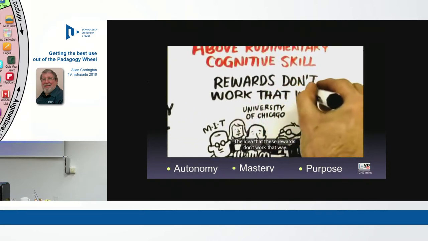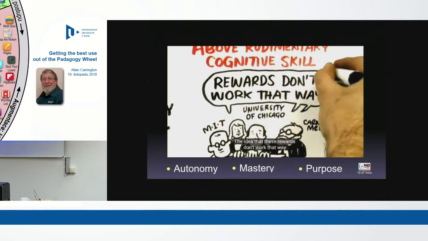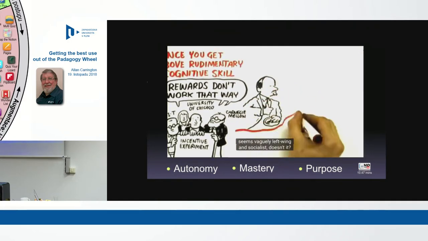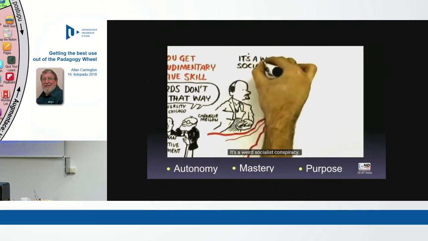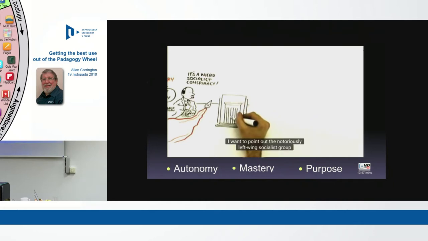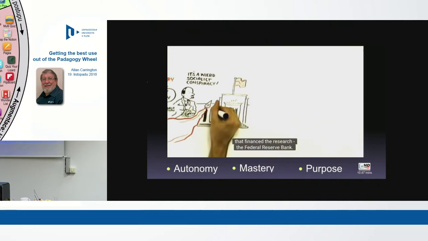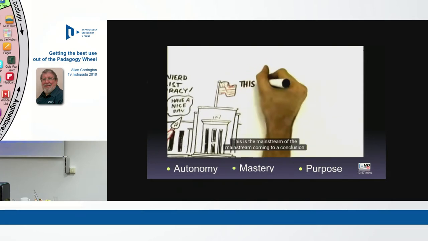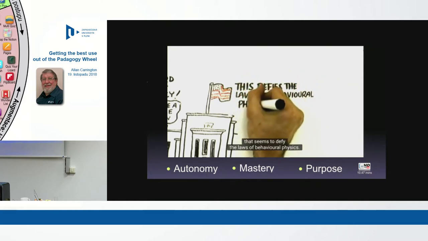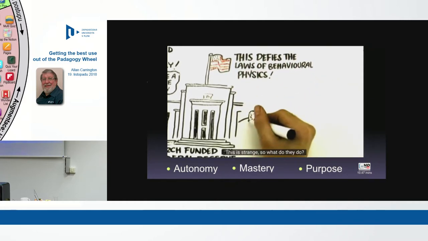Which seems like, the idea that these rewards don't work that way seems vaguely left-wing and socialist, doesn't it? It's kind of a weird socialist conspiracy. For those of you who have those conspiracy theories, I want to point out the notoriously left-wing socialist group that financed the research, the Federal Reserve Bank. So this is the mainstream of the mainstream coming to a conclusion that's quite surprising, seems to defy the laws of behavioral physics. So this is a strange finding.